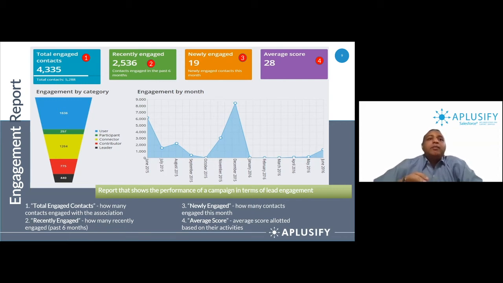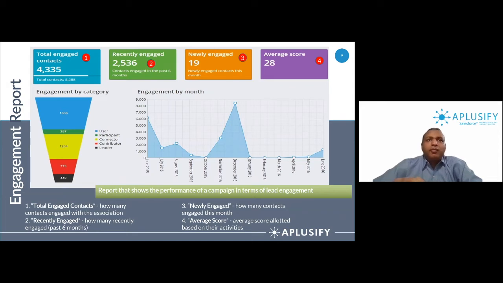And the rest of them are not contributing anything into your system, right? So your focus should be on the remaining ones which are left out. Similarly, you can understand how many contacts have engaged in the past 6 months. It says 2536, right? Which gives you a figure for the last 6 months, and you can have more things in it. You can have newly engaged contacts this month, right? So there were 19 contacts who actually started engaging this month.